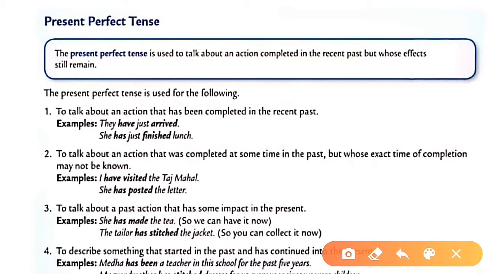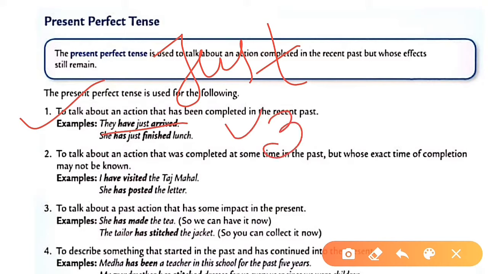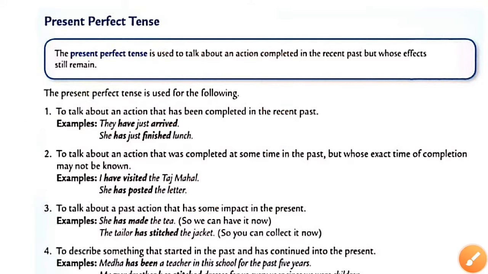Present perfect tense. What is present perfect tense? Present perfect tense is usually to talk about an action completed in the recent past, but whose effect still remains in present. Okay, so the work that has just completed is known as your present perfect tense. Like they have just arrived, you have to use always verb 3 in the sentence, or has or have according to subject. Okay guys, move to next.